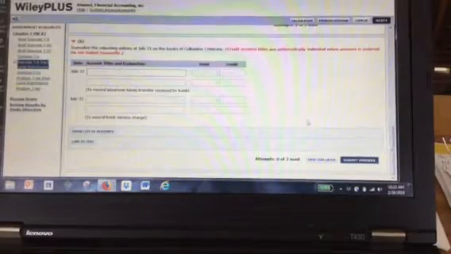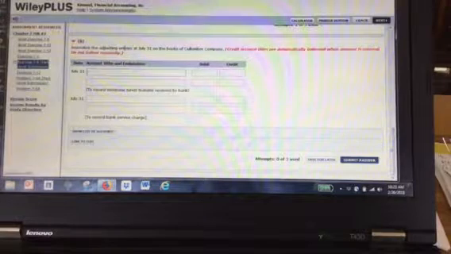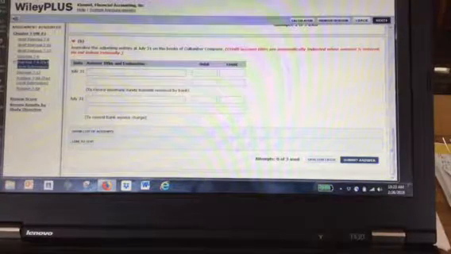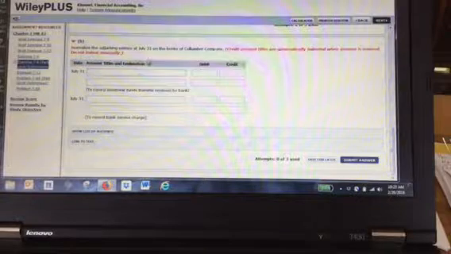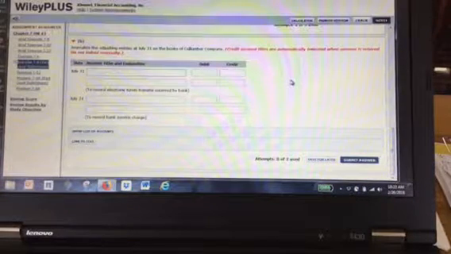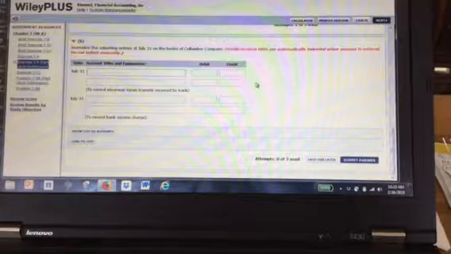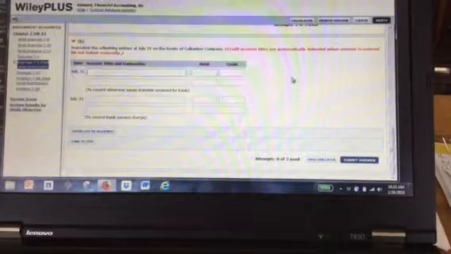Okay, everybody, the second part of this problem, part B, is telling us that we need to journalize the adjusted entries at July 31st on the books for Cumberland Company. So to be able to adjust our books, there's a couple things we need to do. First of all, we need to make journal entries relating to the note that we collected.